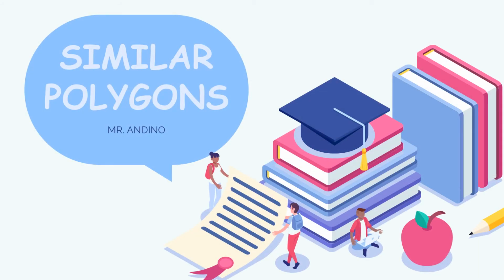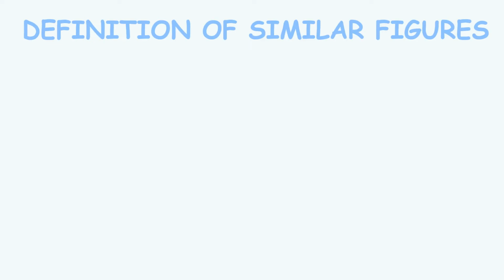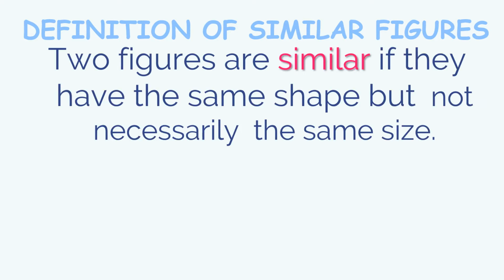This week we're going to study similar polygons. The objectives of this class will be to identify similar polygons and to use similar triangles. And here we have a definition of similar figures. Two figures are similar if they have the same shape but not necessarily the same size.